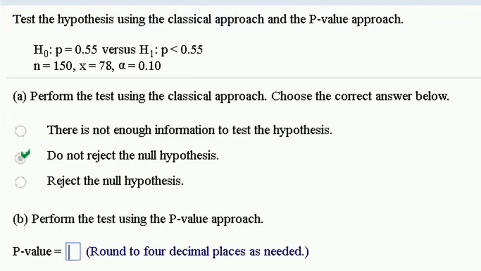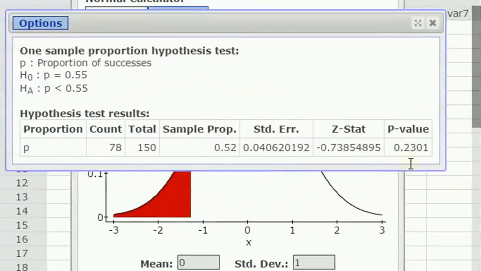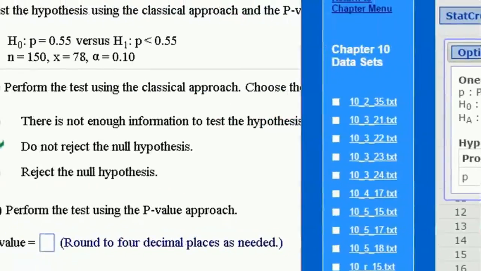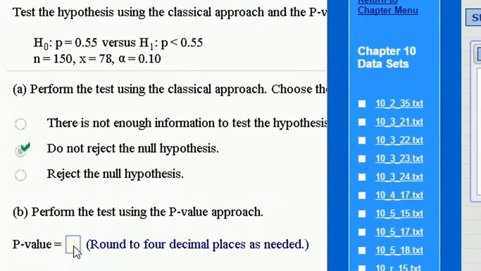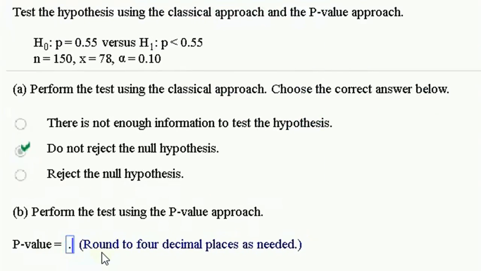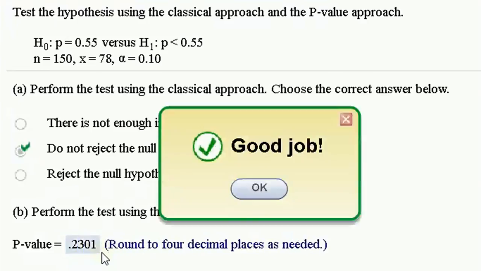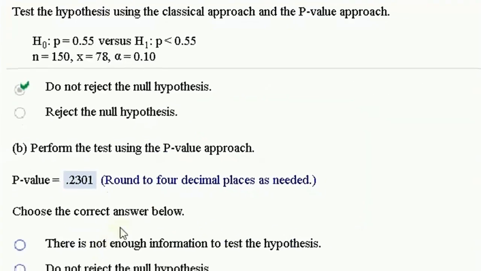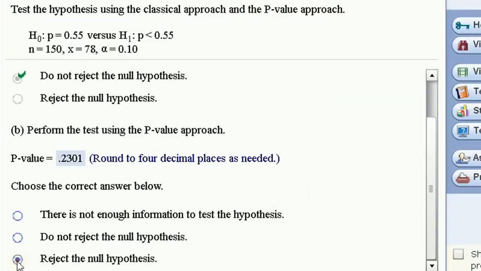Now, from the p-value approach, I just simply compare my p-value of 0.23 to my alpha level of 0.10. And because the p-value is greater than alpha, let's just type it in, 0.2301. Because the p-value is greater than the alpha, I do not reject the null hypothesis. So you're going to have the same conclusion whether you use the classical approach or the p-value approach.